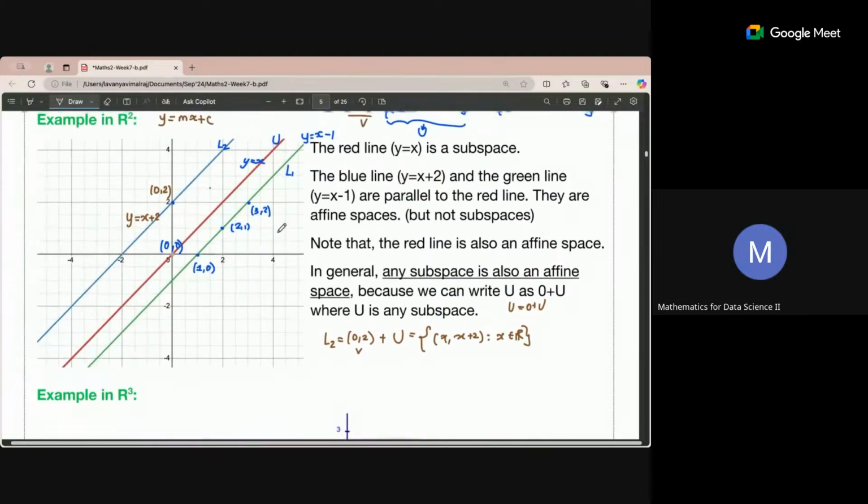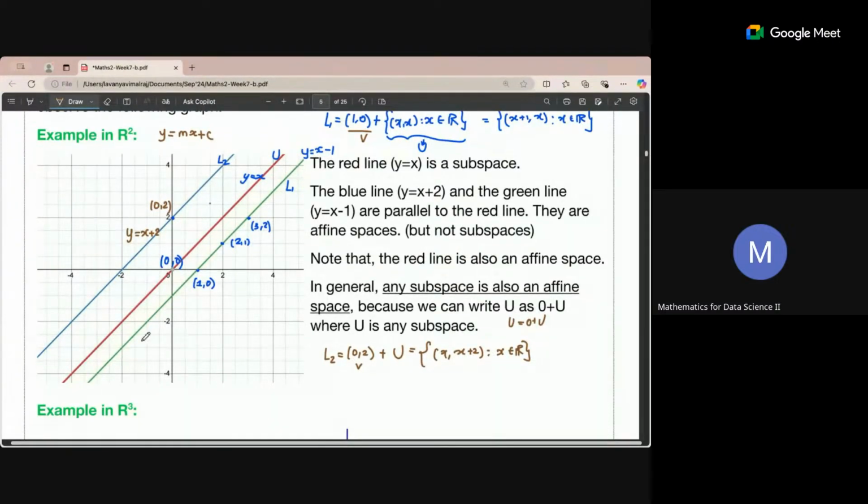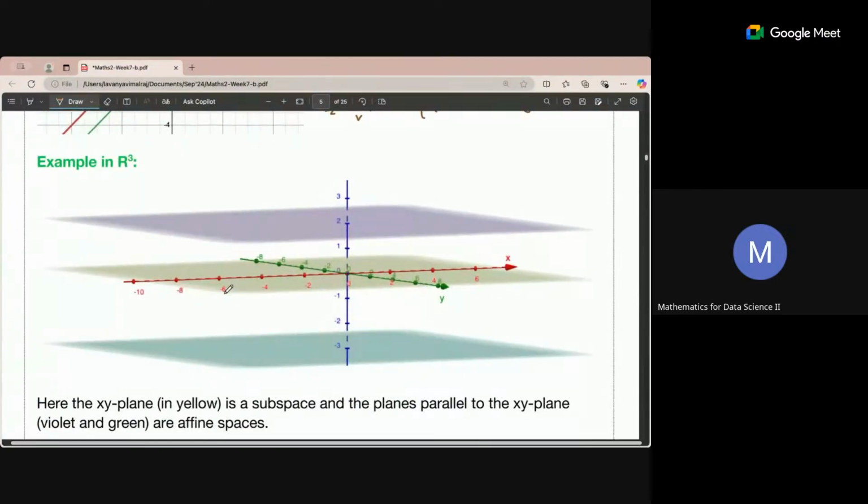Okay, we will see in more detail what other possible affine spaces there can be in R2. Just to understand geometrically, I have given this example here. Let us look at a similar scenario in R3. Now you have x, y, and this is z. What is this plane representing? This is the XY plane. And you see this plane in violet and here in green, these are planes parallel to this XY plane.